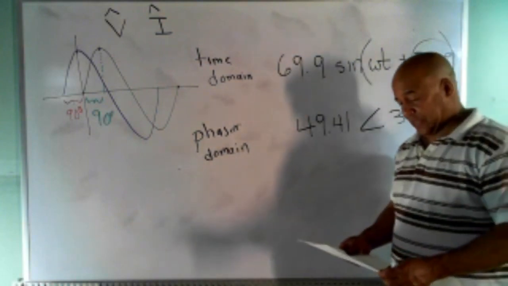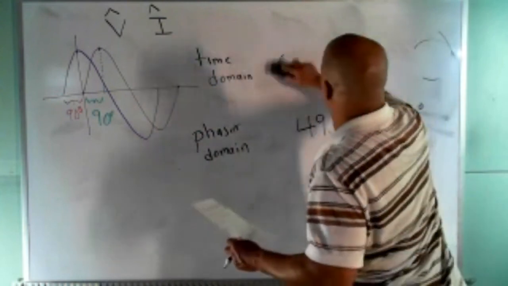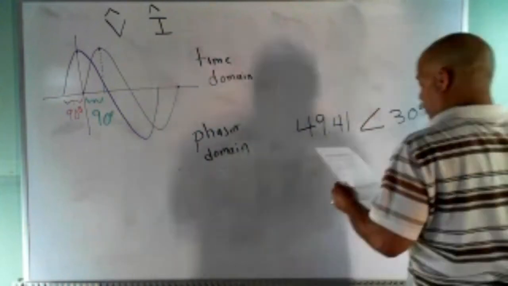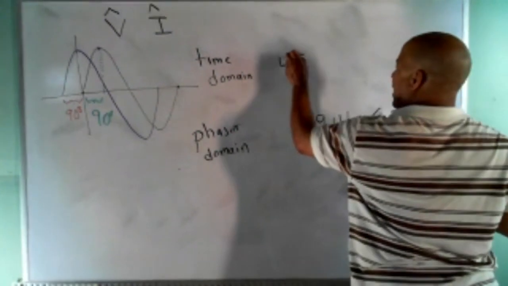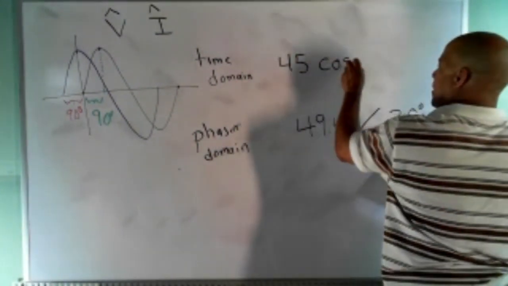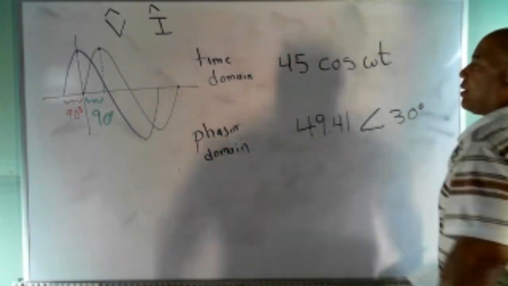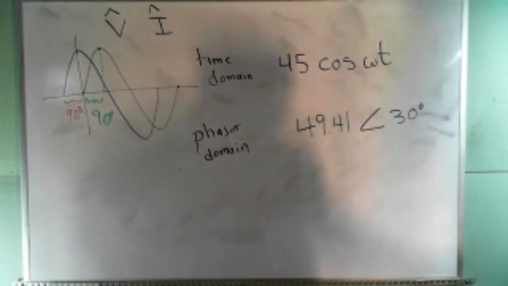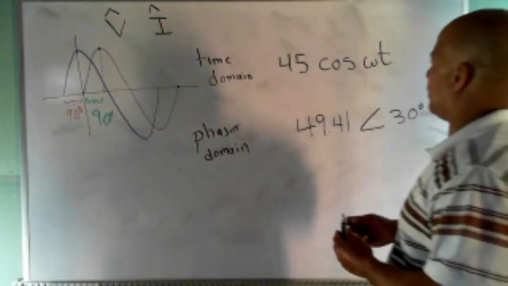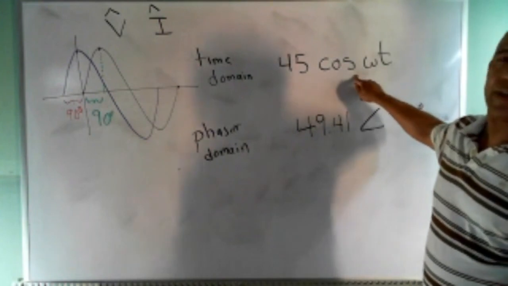Now, this last one, let me talk about that one a little bit. Here's what this is. It's 45 cosine omega t. And they want you to write that as a phasor. Now, what you want to do here, you got to convert that to a sine.